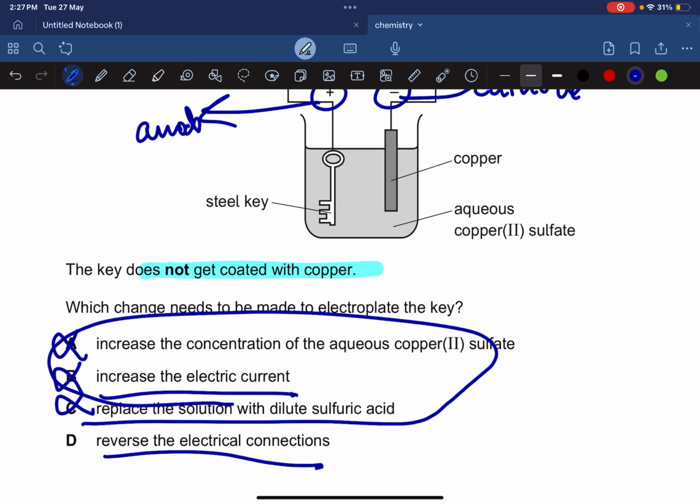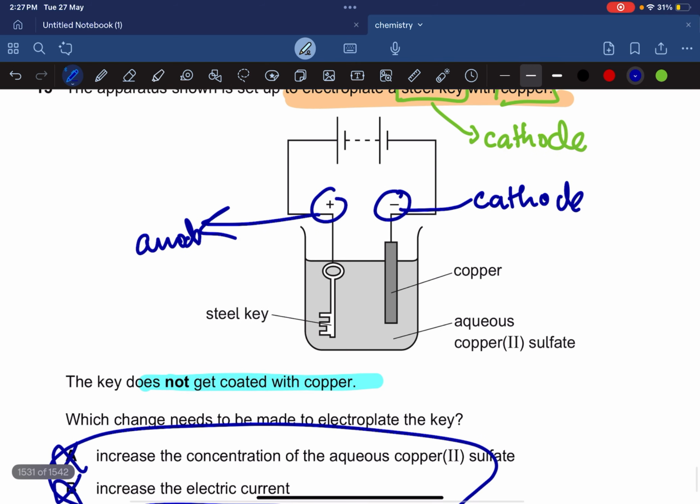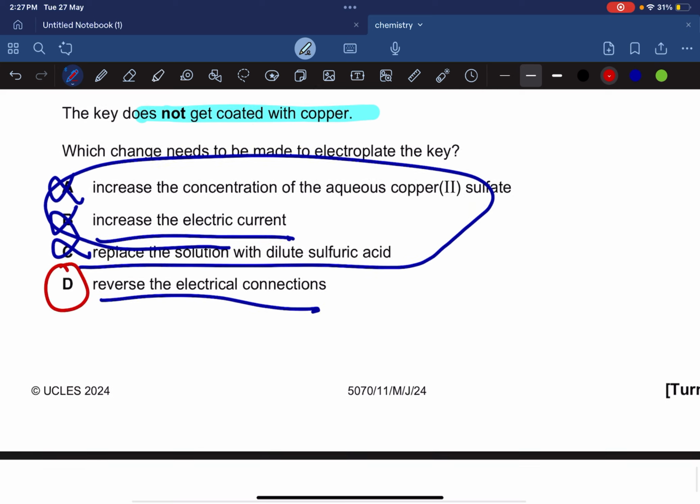Oh, that's the correct one, because when you reverse the electrical connections, this one is going to become your negative, this one's going to become your positive, and then finally on the negative you have the key. At the negative, which is the cathode, you're going to have the key, and at the positive, which is the anode, you're going to have copper. And so option D is going to be the correct one.